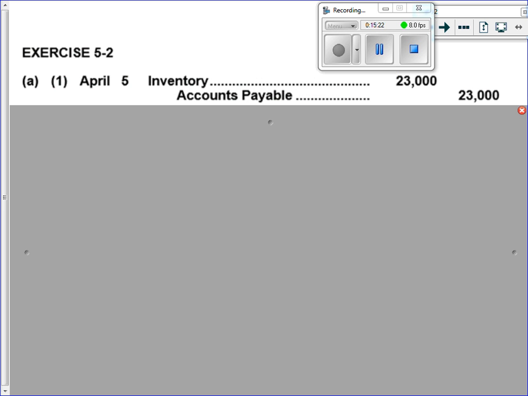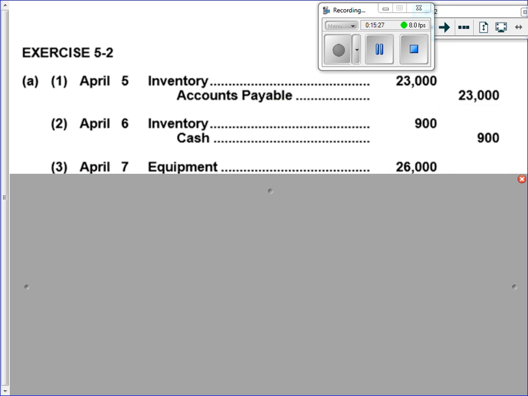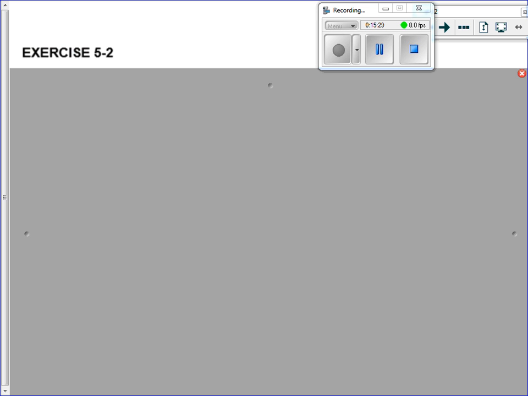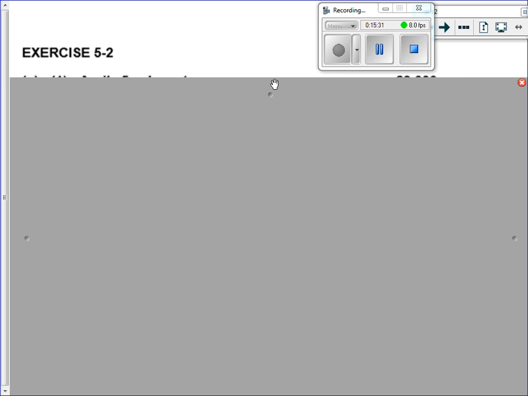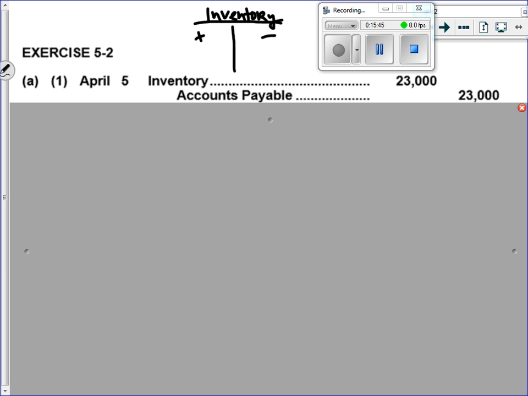Do you have some extra space somewhere on that page? Not a ton, maybe in the side margin. Let's just do a running total here. I'm going to make mine really small up here. What is our inventory account grown to? I'd put plus 23,000, just as a little running total so we can see how inventory changes.